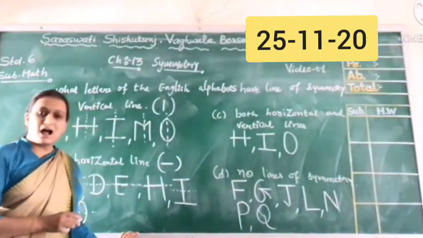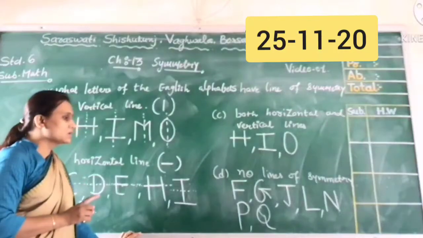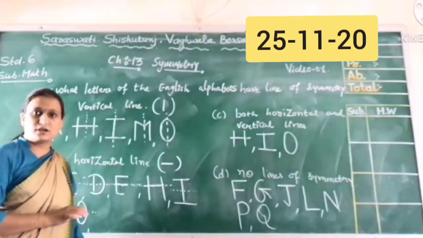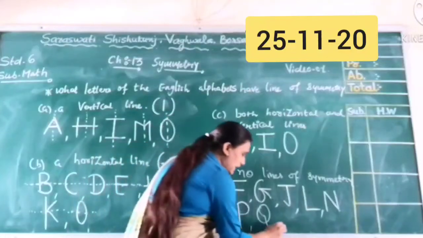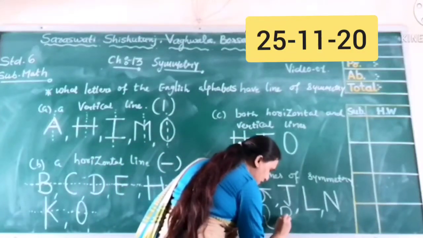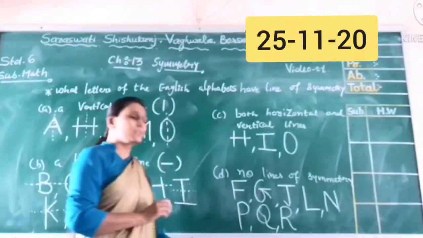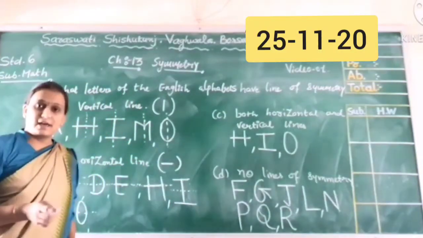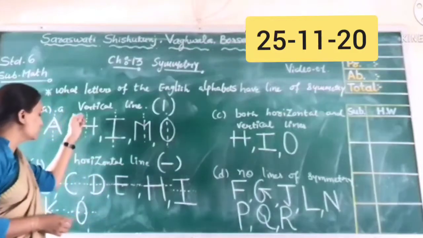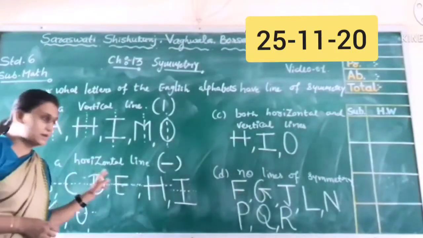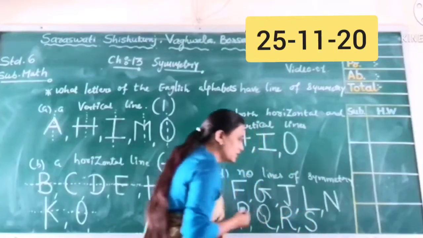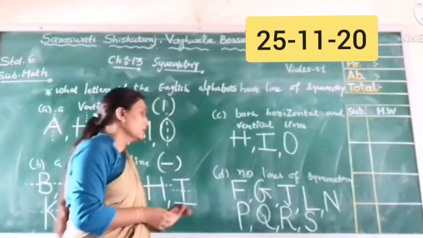Okay, then after that R. In R also we cannot draw a horizontal or vertical line of symmetry. So letter R has zero lines of symmetry. So R will come here. Then after that letter S. S also has no vertical and no horizontal line of symmetry. So letter S has zero lines of symmetry. We cannot draw any line of symmetry.